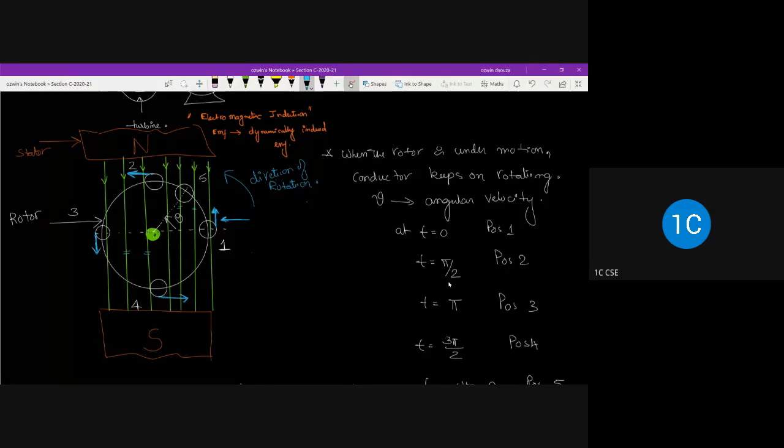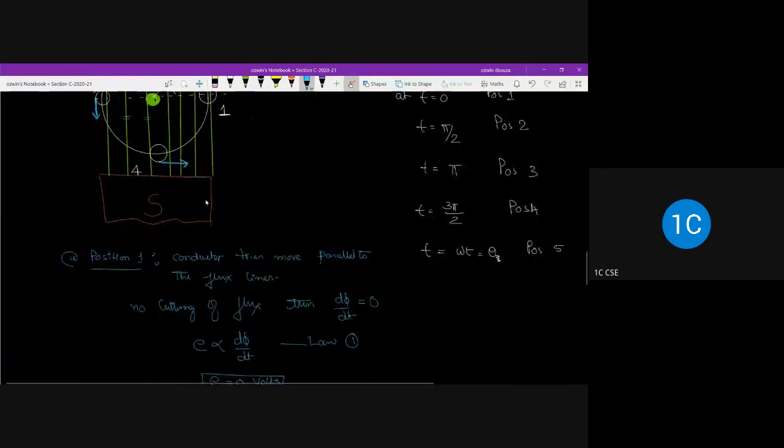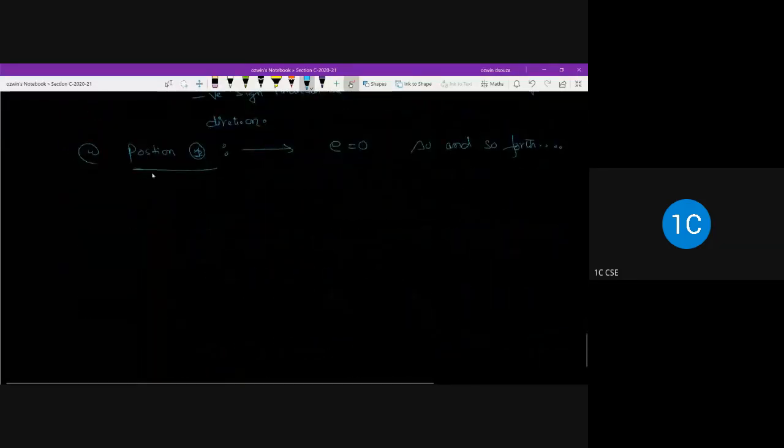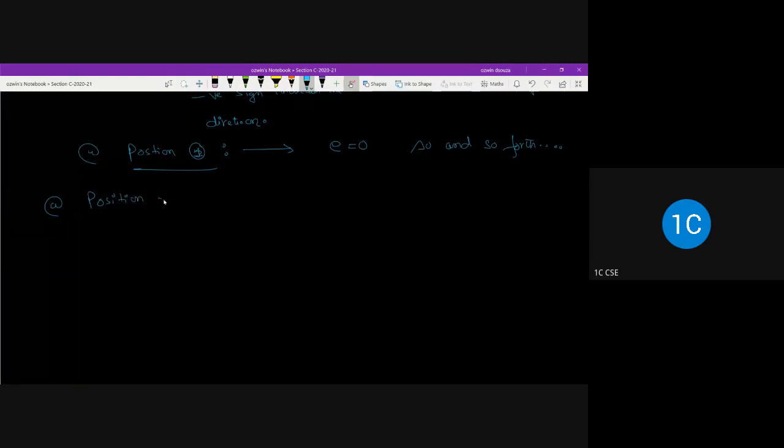Now, what if we consider a position which has some inclination angle theta with respect to the reference? I will zoom into this particular position, that is position 5, because there is no space to resolve the vectors. So I'll just consider position 5.